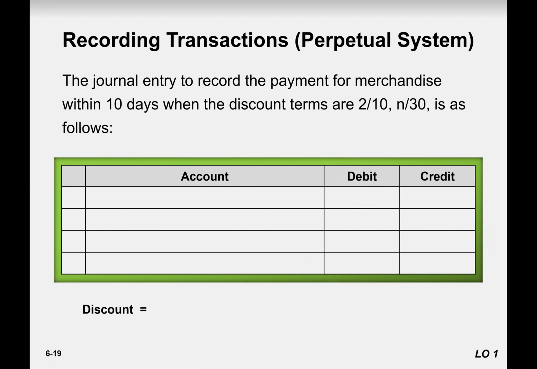Now, how are we going to account for the allowances or the discounts? Recall our discussion: what does it mean by 2/10 net 30? Let me read this illustration here.